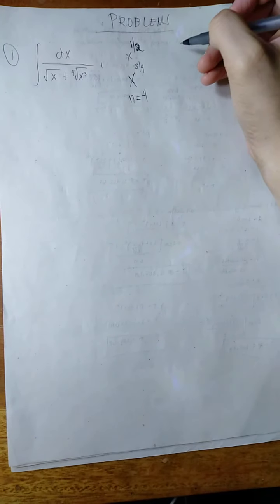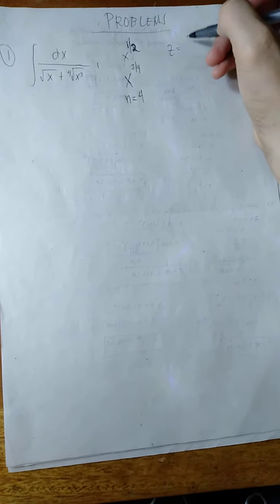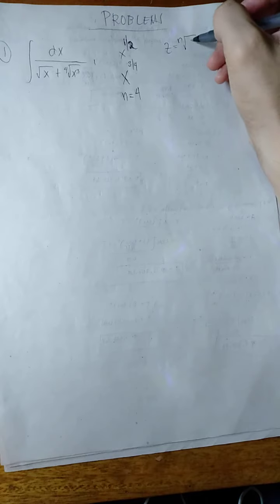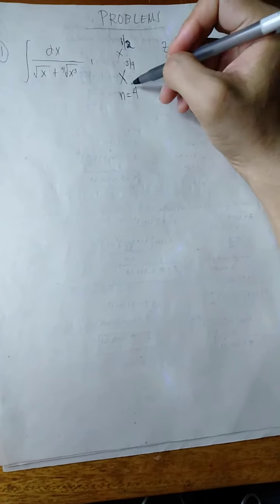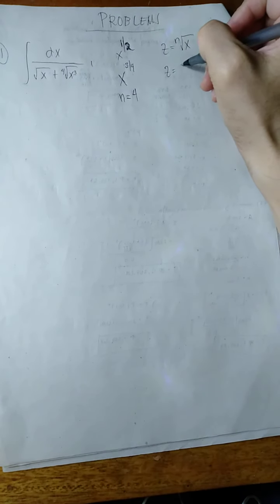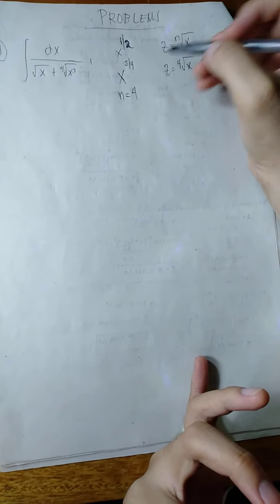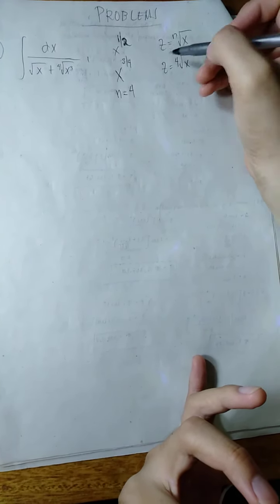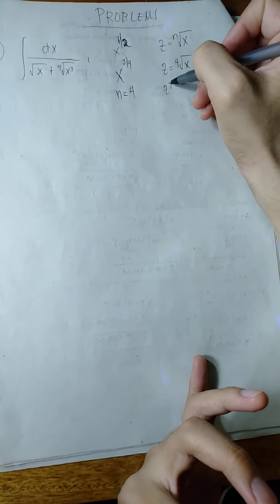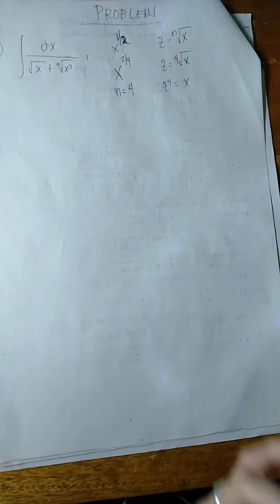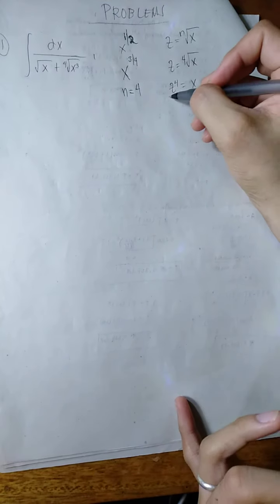So let's go back to the original formula. What formula will we use? The substitution z is equal to the nth root of x. In this case, what is our n? 4. So z is the 4th root of x. If we raise both sides to the 4th power, z to the 4th is equal to x. So, guys, this will be our substitution.